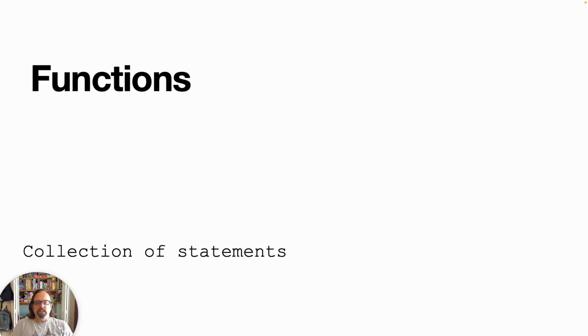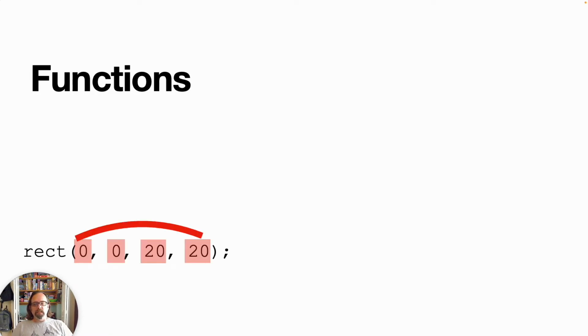A function is just a collection of statements that either you write or that someone else writes and gives to you. And it's just a way of grouping a set of code that you might use over and over again. An example that we've done before is rect. This is a function, so the name of it is rect. We know that to run the function, we have to pass it an x, a y, and then a width and a height. And those are called the parameters of the function.